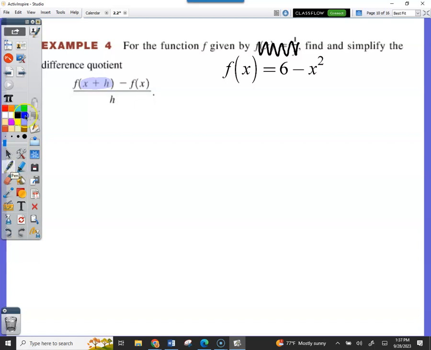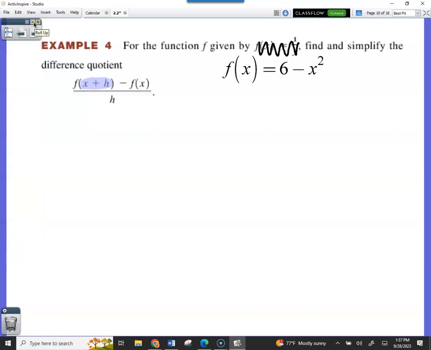So if you want, here's an alternative method. You could say, okay, first let me find f of x plus h. You could do that separately. If it bothered you doing it in the problem, then just find it first. It's kind of like when we were doing solving by the quadratic formula, and I said solve this first, right? And then go plug it in.